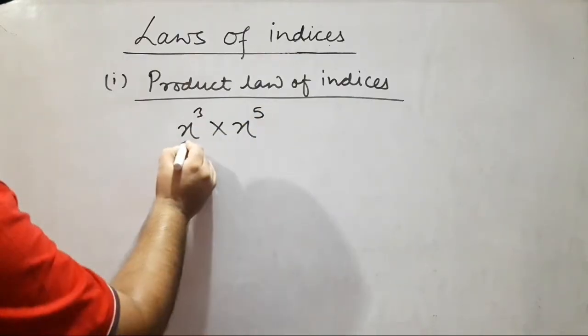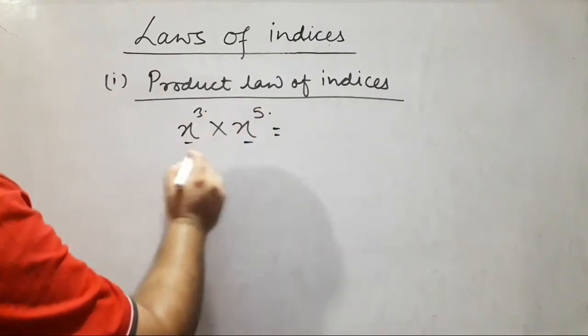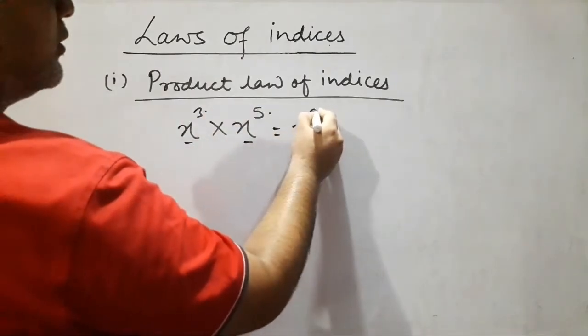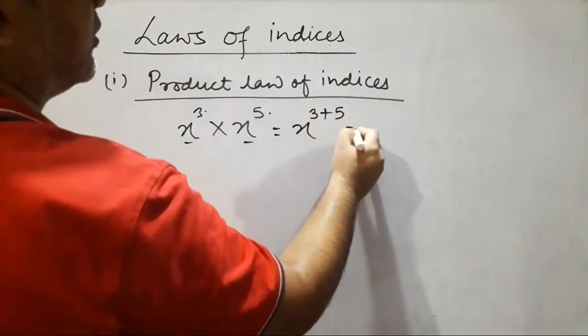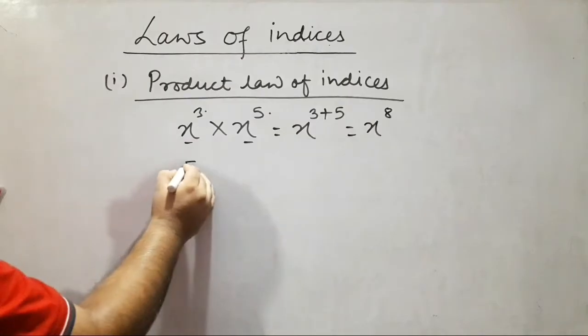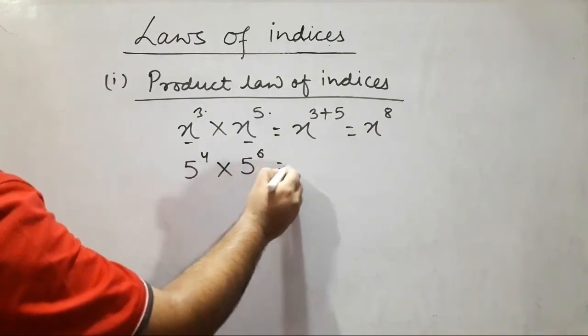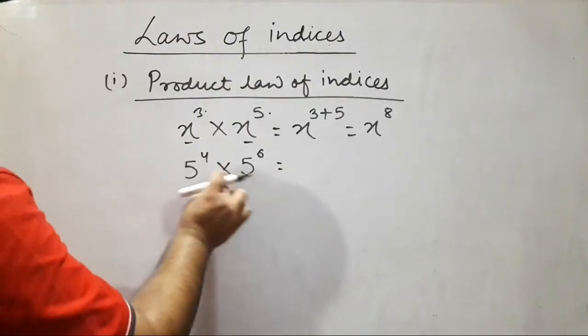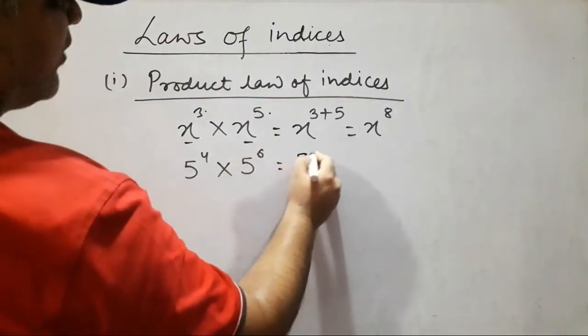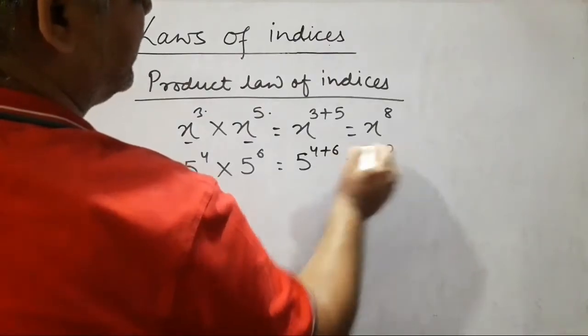Here we can see that the bases are same, so their powers are added. X power 3 plus 5. We will get x power 8. Similarly, 5 power 4 into 5 power 6. The bases are same, so their powers are added. 5 power 4 plus 6. We will get 5 power 10.